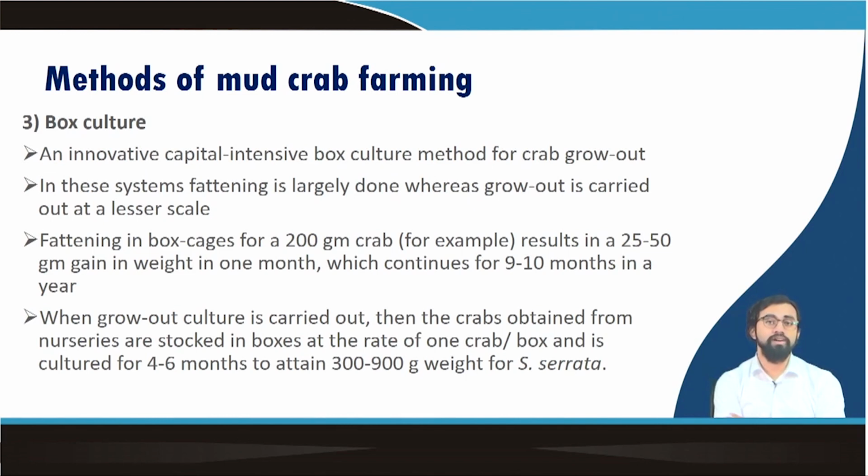In this kind of system, the fattening is largely done, whereas the grow out is carried out on a lesser scale. So, mainly it is a mixture of grow out techniques and fattening techniques, but mostly fattening. Fattening in box cages for a 200-gram crab, just for example, results in a 25 to 50 gram weight gain in a single month, which continues for 9 to 10 months in a year.